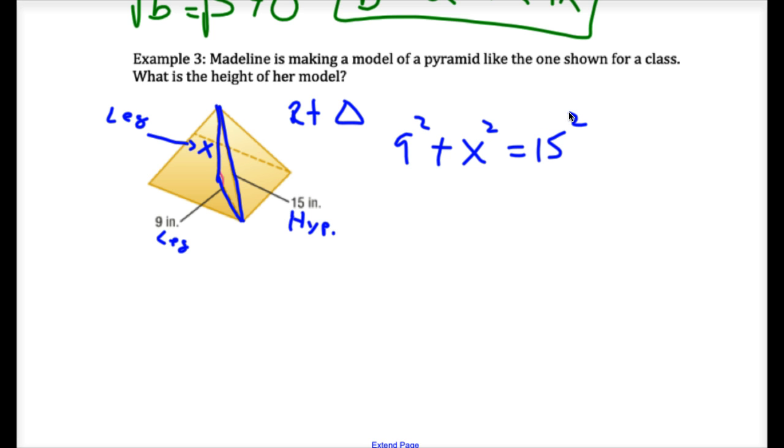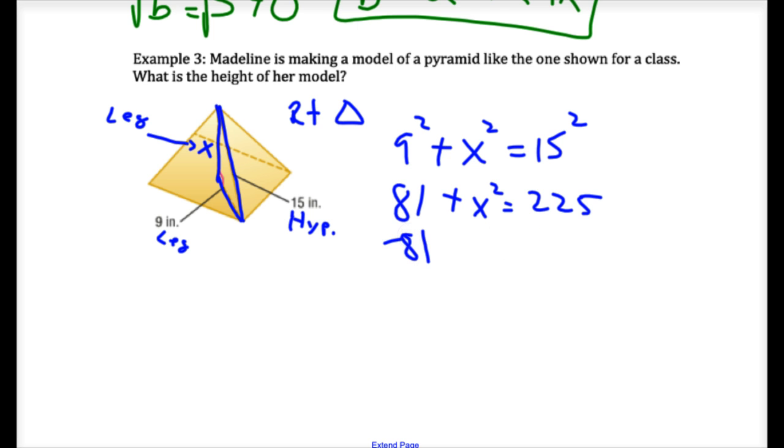Okay. Somebody tell me before we do it. What's the value of x? Going to be less than or more than 15? Less than 15. Okay? Yeah. 81 plus x squared equals 225. I got 15 squared memorized, guys. You're going to see 15 squared a lot. Now, don't use your calculators.